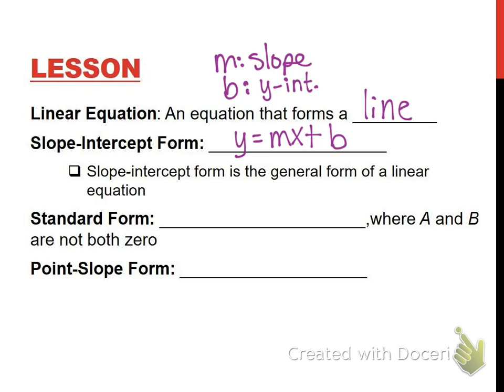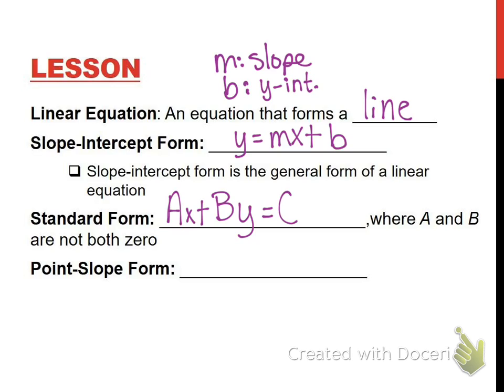All right, standard form. Does anybody know that one? Yep. Ax plus By equals C. Where A and B are not both 0, because then you would just have a constant. We have to have something in there, either an x and or a y. Anybody know point slope form?